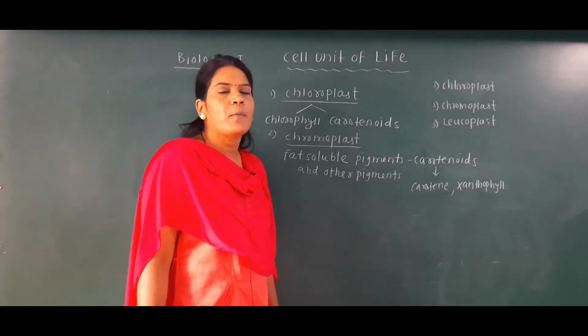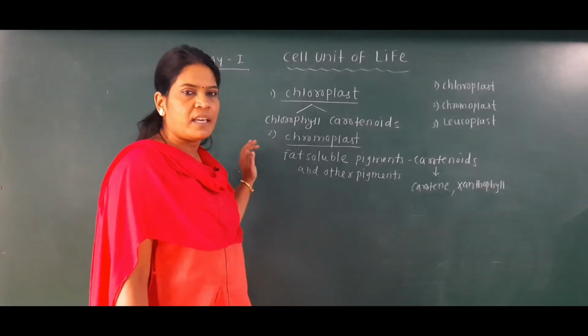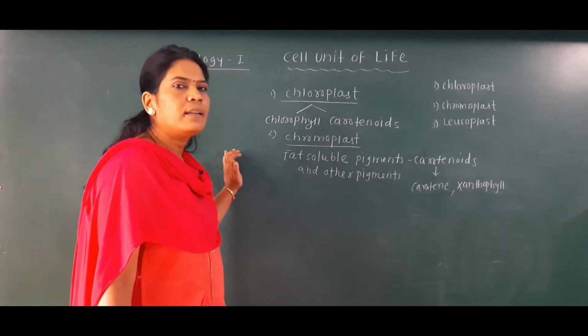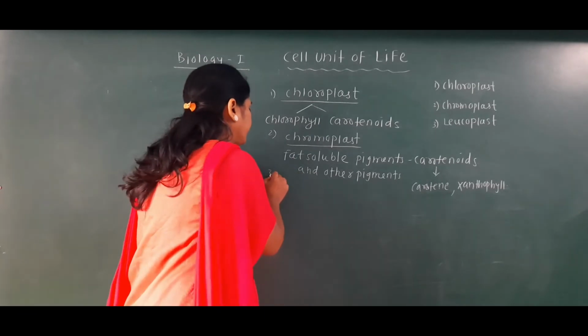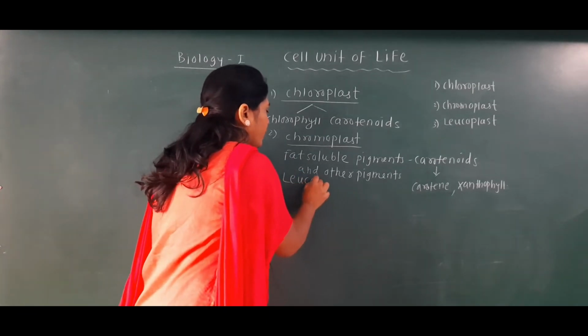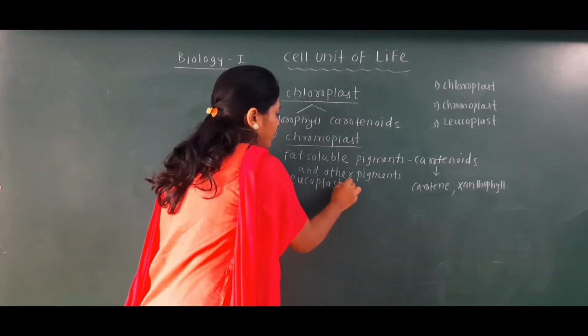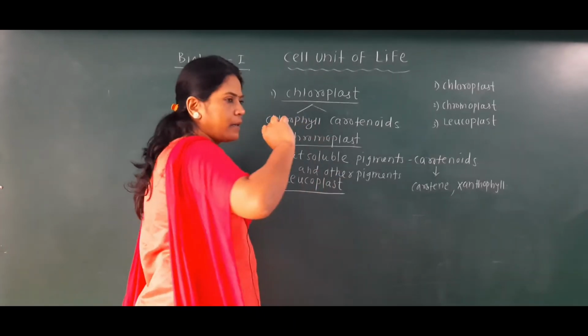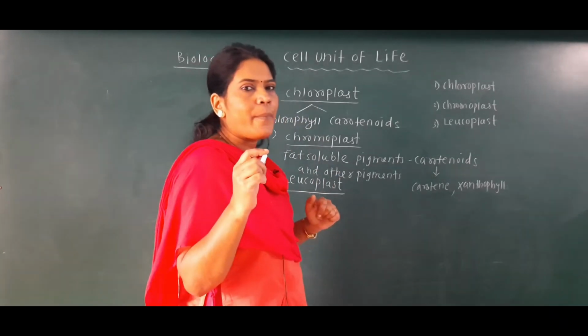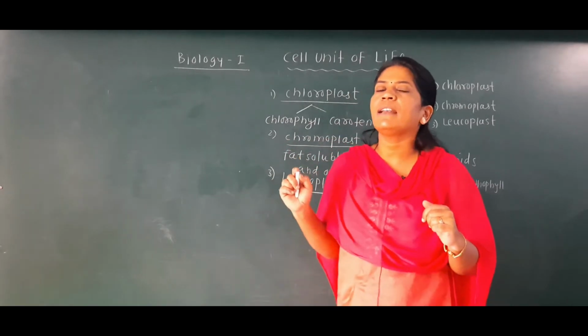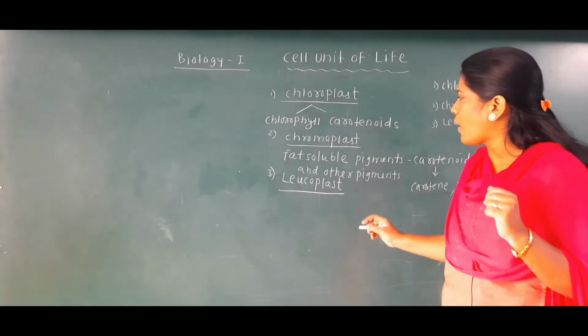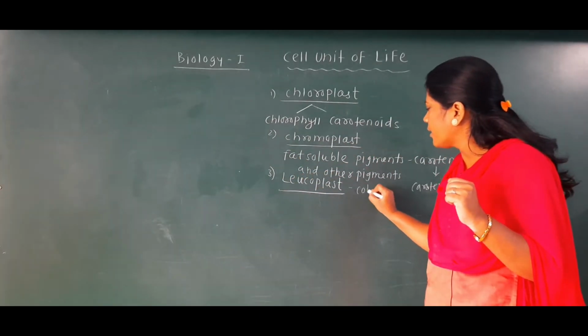Now, the third type of plastid, according to the pigment present in it, is called the leucoplast. The important thing about this leucoplast is that it is called the colorless plastid.